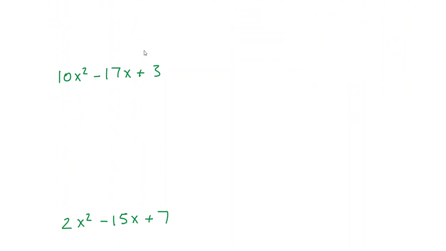Now, these last two problems have a little trick to them. There's one little trick that you need to be aware of, and I should have mentioned this earlier. I'm going to do the same process. 10 and 3, 10 times 3 is 30. Now we want the factors of 30 that add up to -17, and there's the clue to the problem that we're going to face here.